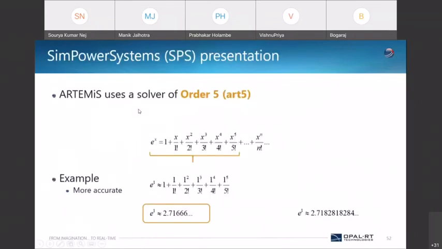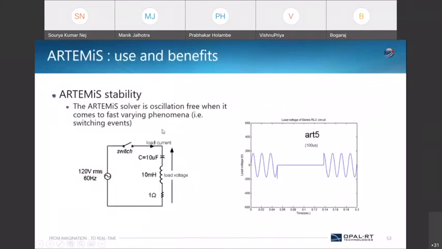The other benefit of Artemis is that it uses a solver of order 5. So a solver of order 5 has higher accuracy as compared to the SPS solver, which has order 2 capability. And the last is that Artemis is also more stable than the SPS library. If you look at the result when we open the switch, the oscillations which initially were very high are very small in this particular case. So this is the benefit of using the Artemis solver over the SPS solver.